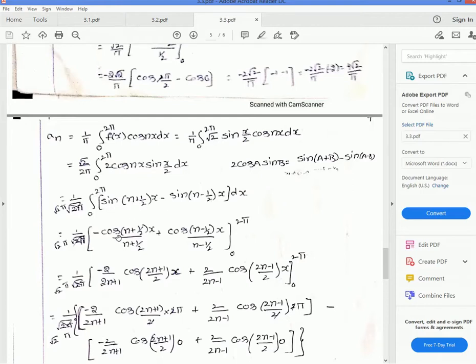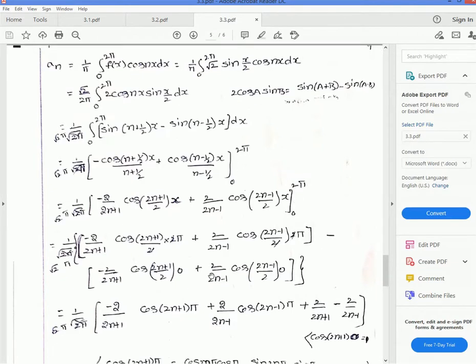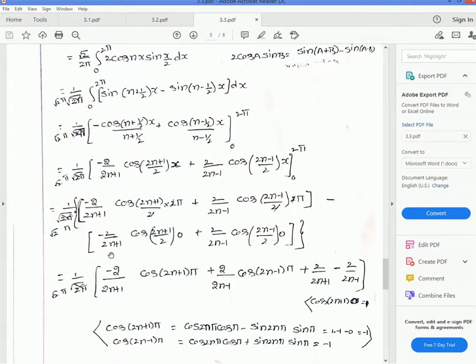The integration of sin gives minus cos((n + 1/2)x) divided by (n + 1/2), and for the second term, plus cos((n - 1/2)x) divided by (n - 1/2). Now substitute the upper limit 2π and the lower limit 0. If you substitute x = 2π, take the LCM: (2n + 1)/2 times 2π, similarly (2n - 1)/2 times 2π, so -2/(2n + 1). The 2s cancel.